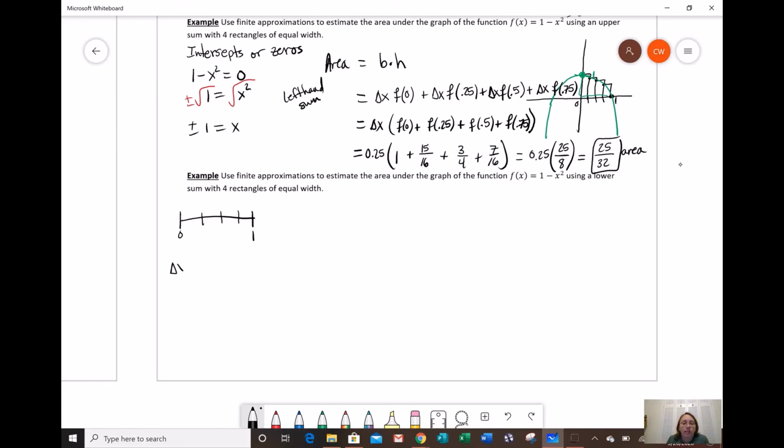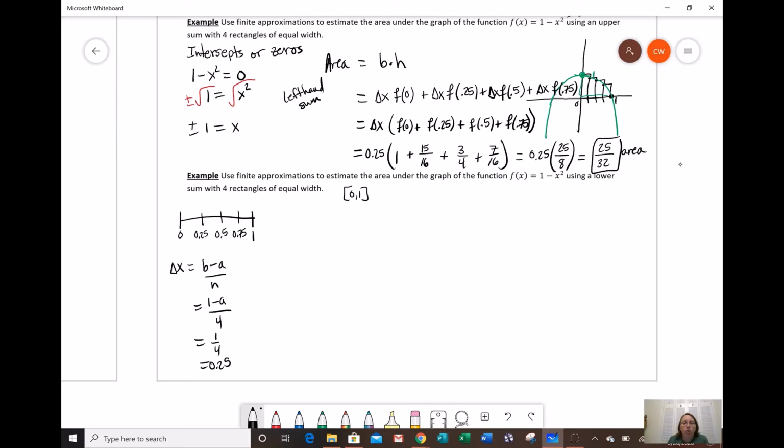Your delta x, the width of each of these sections, is the formula b minus a over n. Well, our interval that we're going to look at is from 0 to 1, just like we did before, this quadrant here only. So that means 1 minus 0 over 4 rectangles is 1 over 4, or 0.25. So what you do is you just do your value. So from 0 to delta x is 0.25, and keep adding that. So you get 0.5 and 0.75.